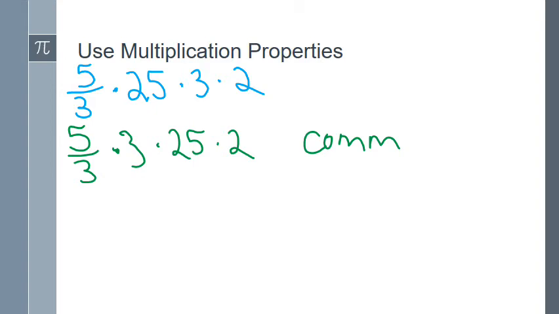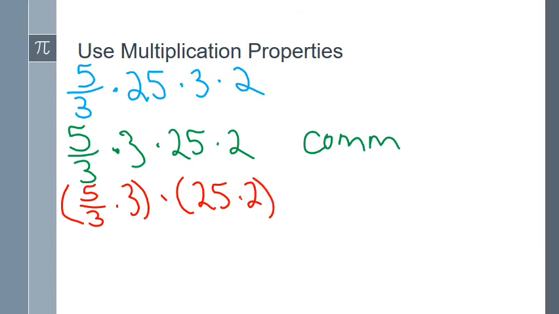And now I'm going to use the associative property, and I'm going to group these. I'm going to say my 5 over 3 times 3. I like that grouping. Along with that, I'm going to group this 25 and 2 together, because I can do that one pretty easily in my head as well. All of that is an example of using the associative property. It doesn't matter how I group a series of numbers being multiplied; my product's going to be the same.